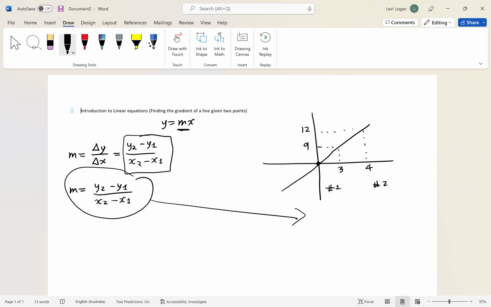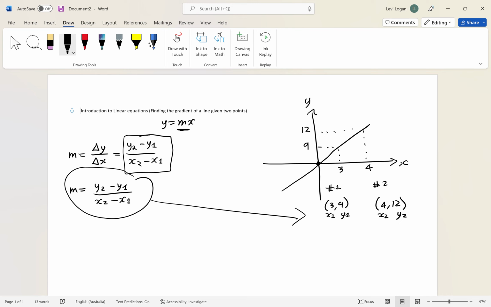So we have our first point here, we have (3, 9), and we have our second point here, (4, 12). When writing your points, always make sure you write your x points first. So these are x points here. Those are x values. So 3 comes before the 9, and the 4 comes before the 12. So this is our x of 1, our y of 1, our x of 2, and our y of 2.